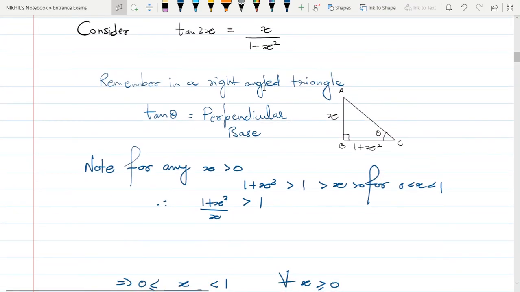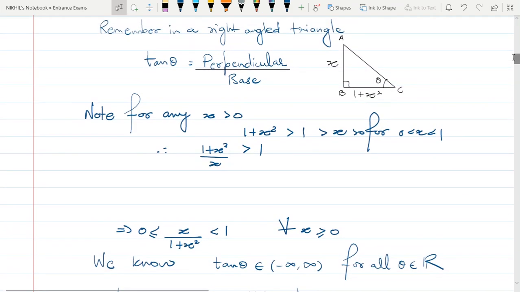We know that in a right triangle, tan theta is given by perpendicular upon base. So now for any positive x, I am comparing this. x is my perpendicular and 1 plus x square will be my base for this right triangle. Now for any positive x, certainly 1 plus x square will always be greater than 1, because you are adding something to 1, so it will be greater than 1.